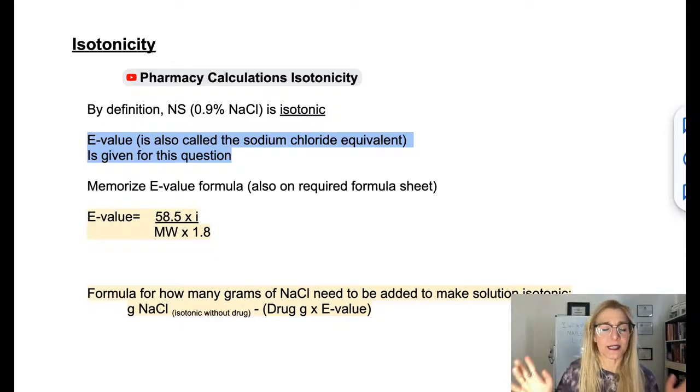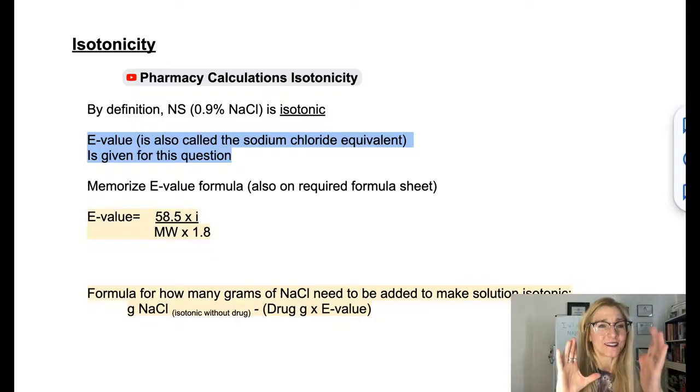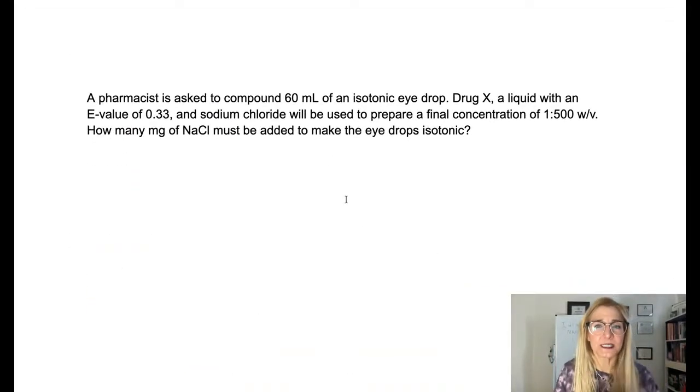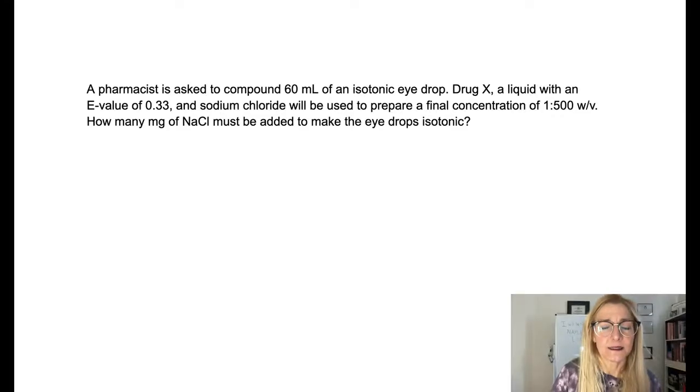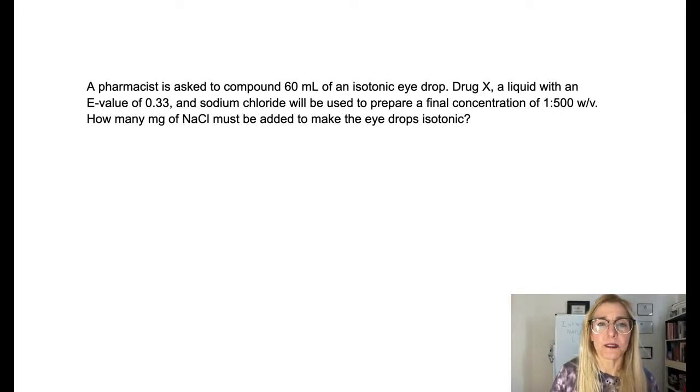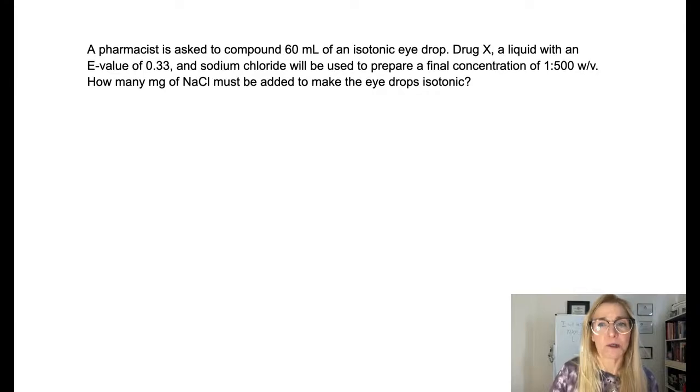And so imagine this, because I can't draw it. You have 60 mLs, like our question says here. You want to have 0.9% of sodium chloride in that 60 mLs. But some of that room is going to be taken up with drug X, so we have to remove some of the sodium chloride to make room for drug X. In order to do that, I need to take my drug X times the E value. Think of it maybe like density. So it's not going to take up the same room as sodium chloride. So we need to make some changes there.